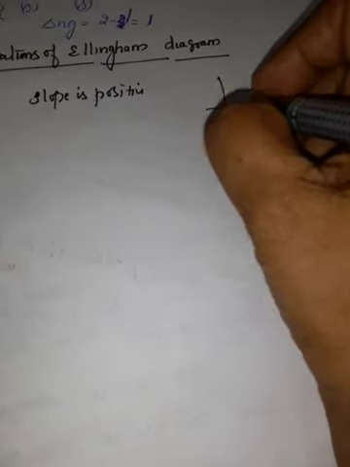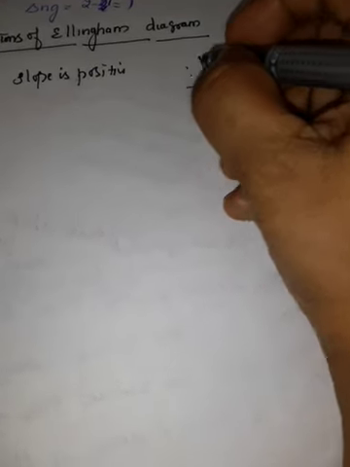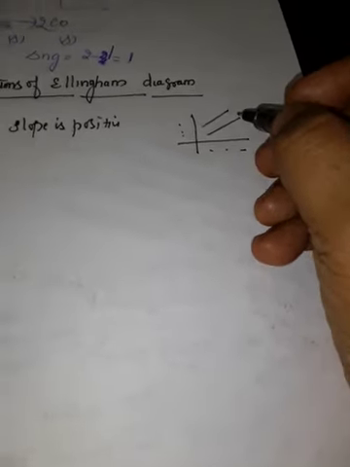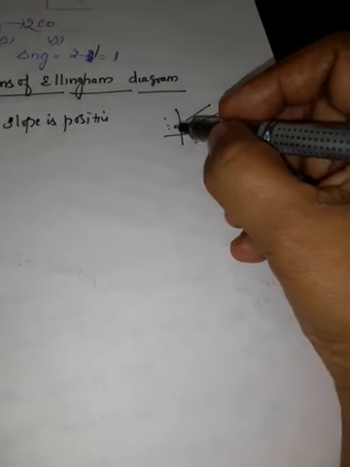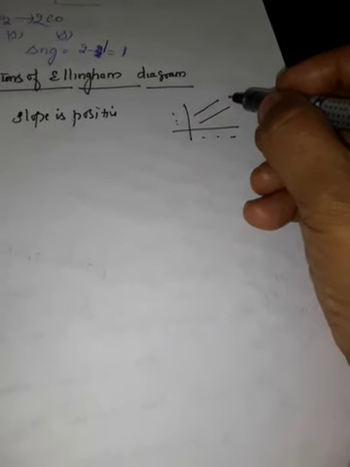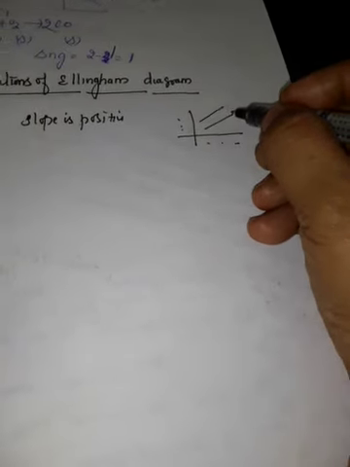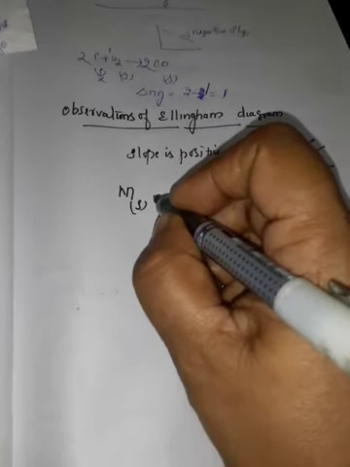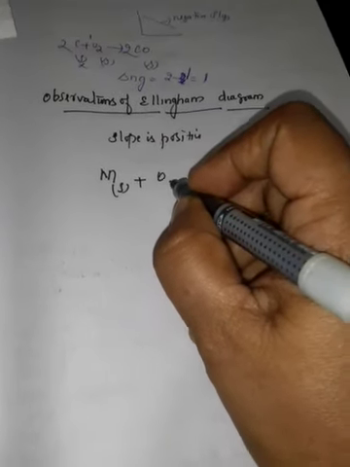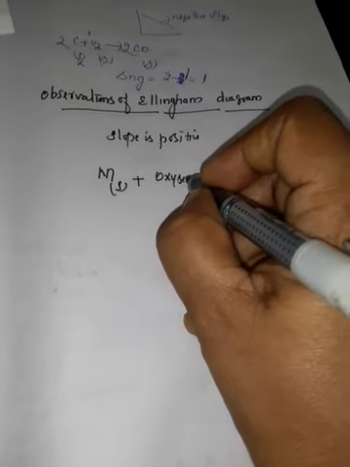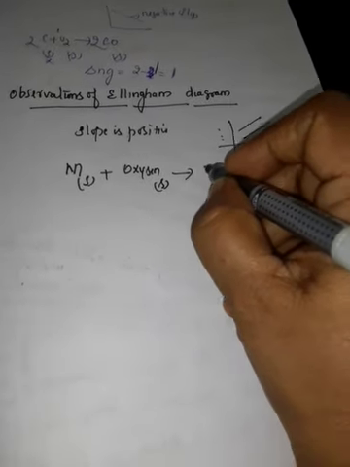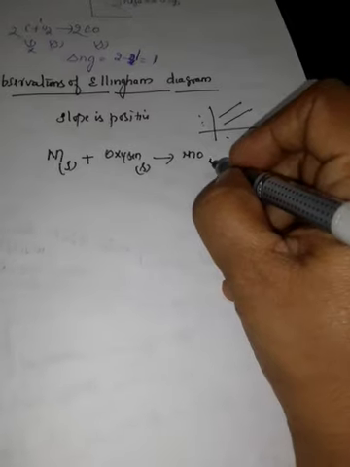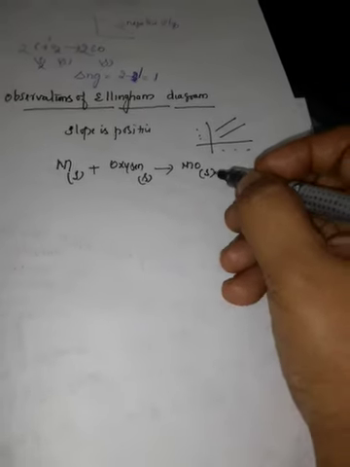That is the Ellingham diagram. Here is temperature, here is the delta G naught value. Likewise, the lines move upward, so upward means the slope is positive. The reason for this: the metal which is in solid state combines with oxygen in gaseous state, forming metal oxide which is also in solid state.